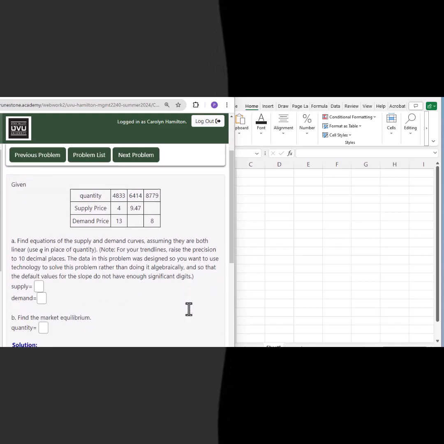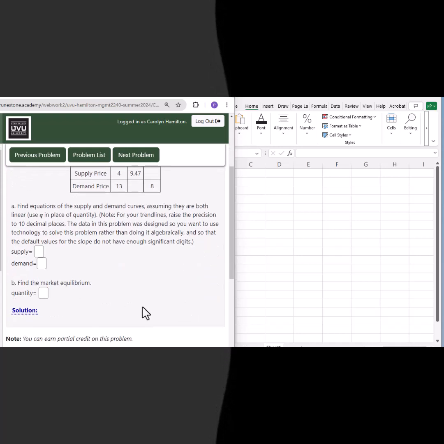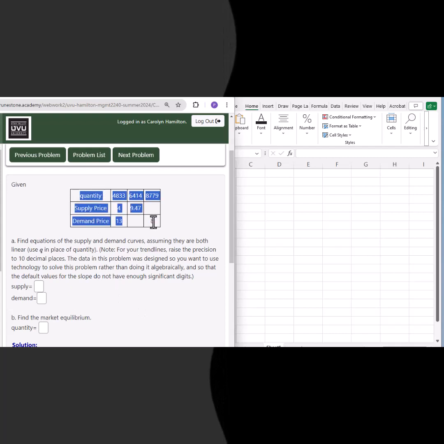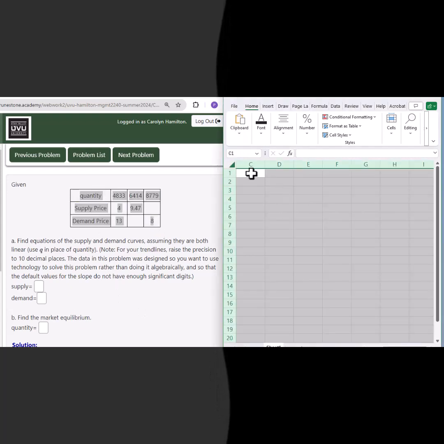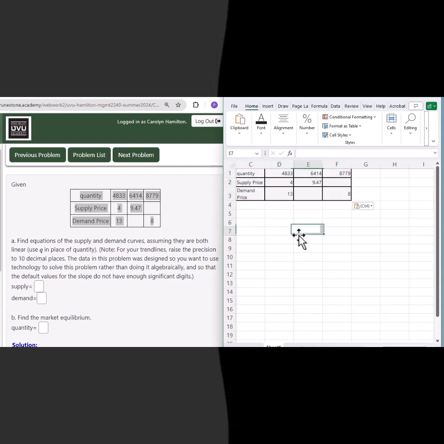In problem 4, we're given data and asked to find the supply and demand in a market equilibrium. It sounds very similar to what we've been doing, but there is one difference in here. We're told to use 10 decimal places. Let me show you why that is.